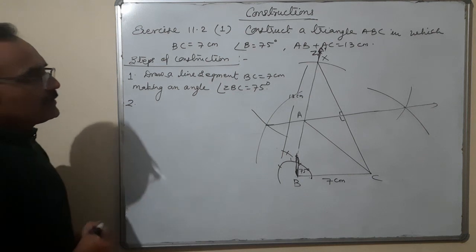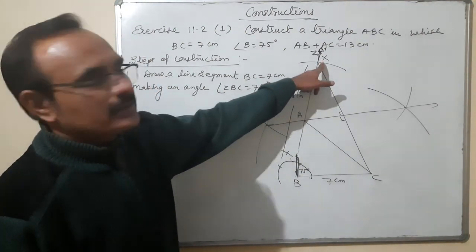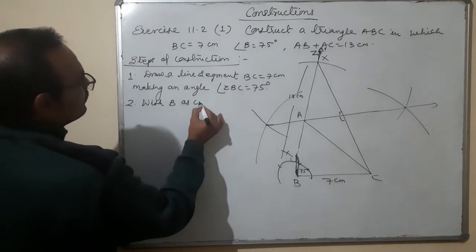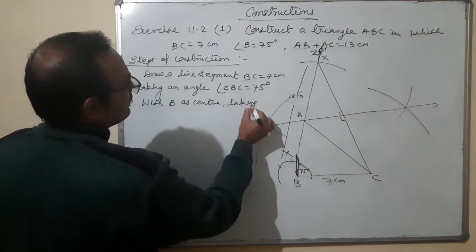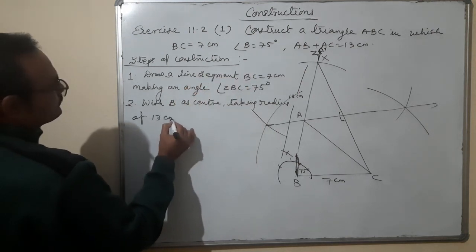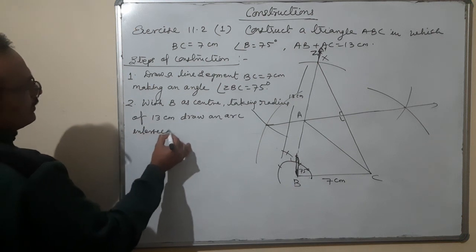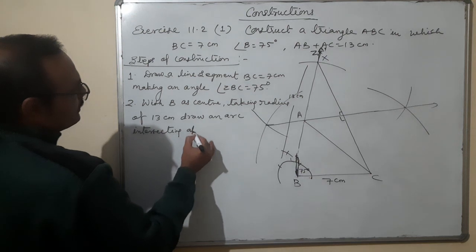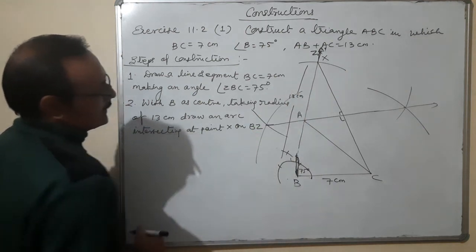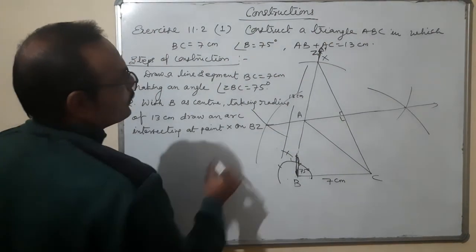Step number two, what have we done? With B as center, taking radius of 13 centimeter, cut an arc intersecting at point X on BZ. This is the second step.